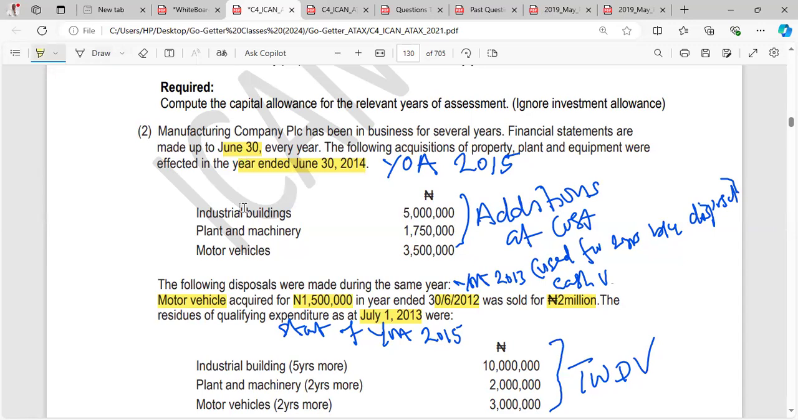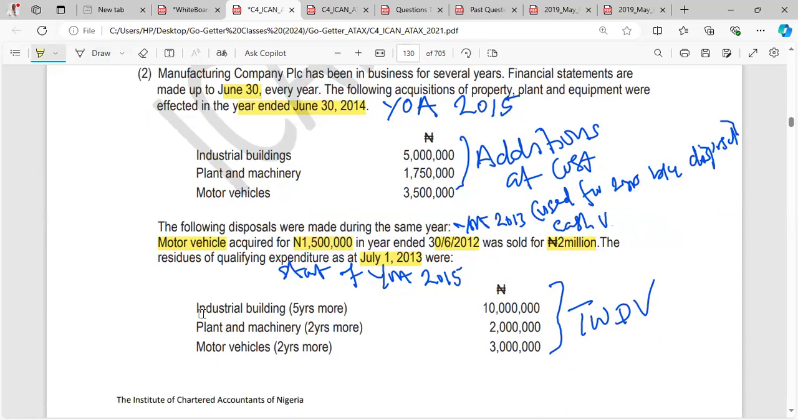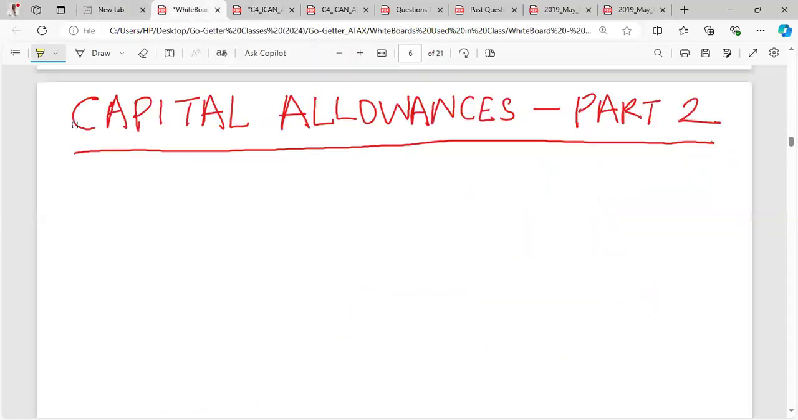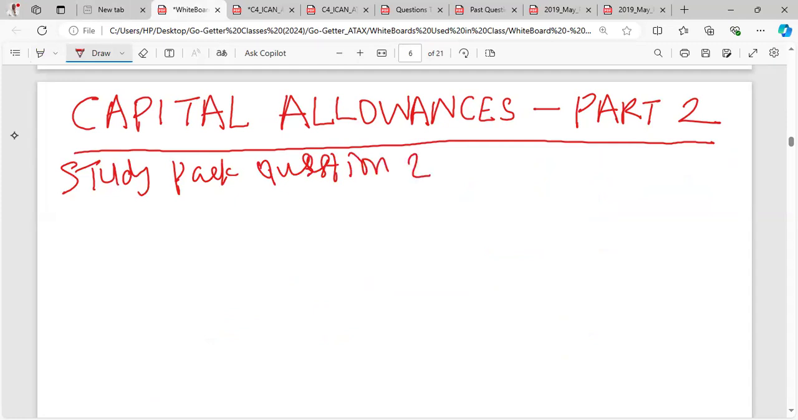So we won't be calculating capital allowance on that particular asset that was disposed of at the end of the year. So our aim here is to calculate capital allowances. And we have three things here: building, plant and machinery, and motor vehicle. So this is Manufacturing Company PLC. So we'll say this is study pack question 2.